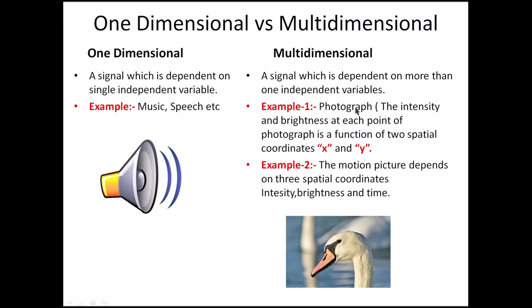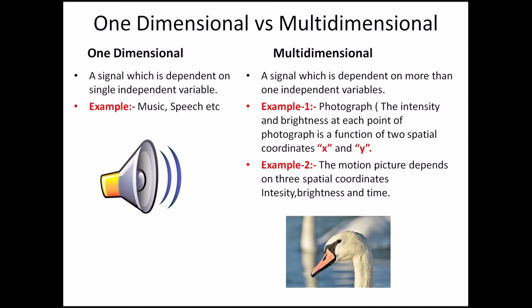Photograph, or you can say a still photo. A still photo has two independent variables. The intensity and the brightness at each point of the photograph is a function of two spatial coordinates, x and y. The motion picture depends on three variables: two spatial coordinates and time, along with intensity and brightness. This is another example of a multidimensional signal. So this is all about one-dimensional and multidimensional signals. There might be many other examples which can fall under this category.